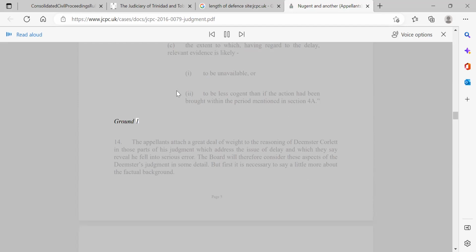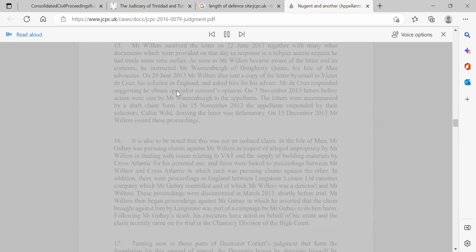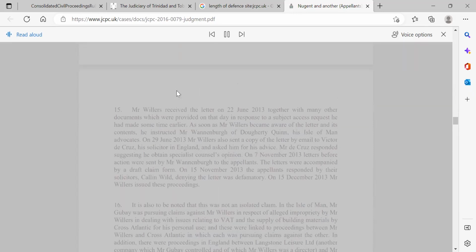Ground 1. 14. The appellants attach a great deal of weight to the reasoning of Deemster Corlett in those parts of his judgment which address the issue of delay and which they say reveal he fell into serious error. The board will therefore consider these aspects of the Deemster's judgment in some detail. But first it is necessary to say a little more about the factual background. 15. Mr. Willers received the letter on June 20.